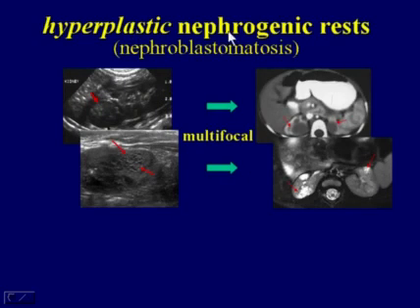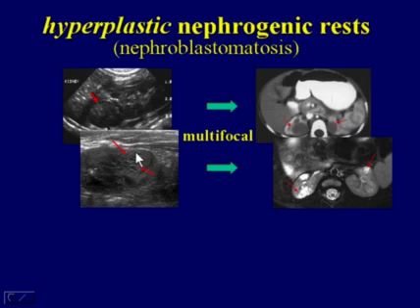Now, hyperplastic nephrogenic rests or nephroblastomatosis can sometimes be difficult to see with ultrasound. They can be unilateral, they can be bilateral, they can asymmetrically or symmetrically enlarge the kidneys. Here's a case where you can see this solid mass, quite isoechoic to the remainder of the kidney, better seen by CT. In addition to that mass, you have multifocal masses of variable sizes.